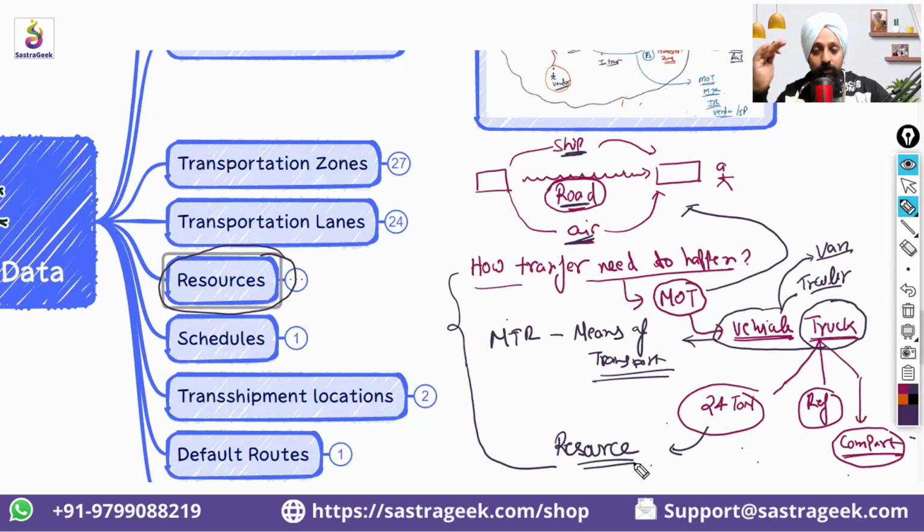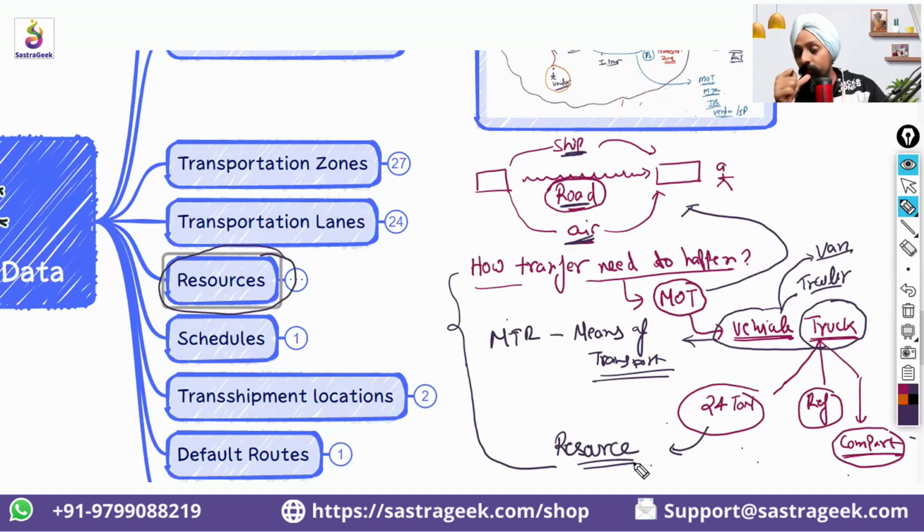Okay, mode of transport, that is how we need to transfer, by air, by ship, or by road, how we need to transport it. Then what kind of vehicle would be required? Further drilling down, if in road also I can use a trailer, a van, a container, a truck, different kinds of things I can use. That can be your means of transport.